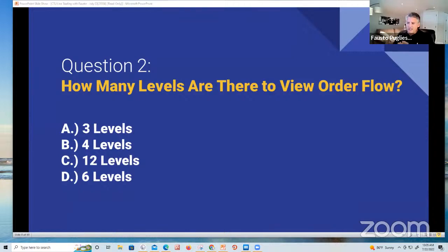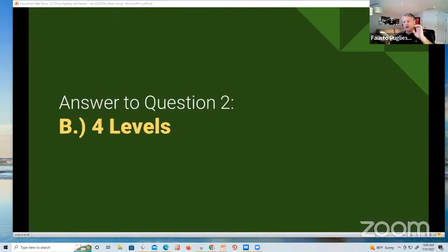The next question I had is, how many levels are there to view order flow? Is it A, B, C, D: 3, 4, 12, 6? The answer is there are 4 levels. You've got level 1, level 2, level 3, and level 4. So that was question number 2.